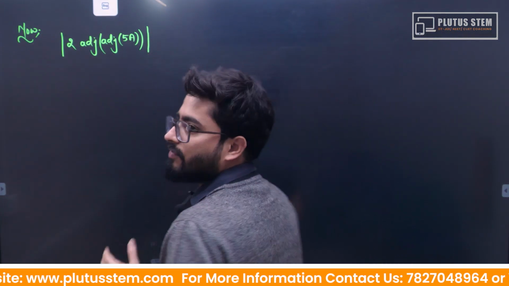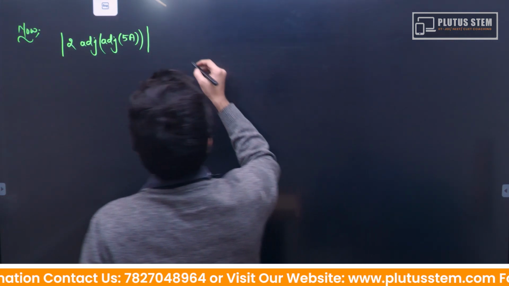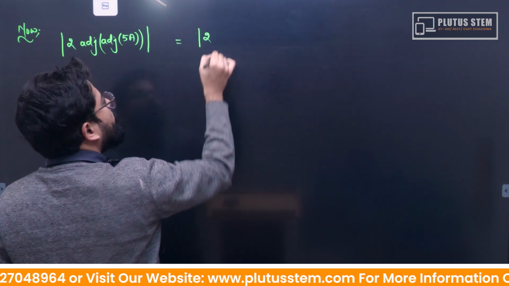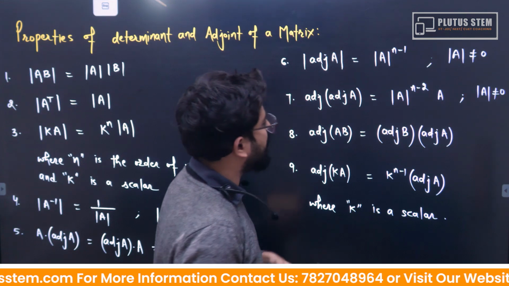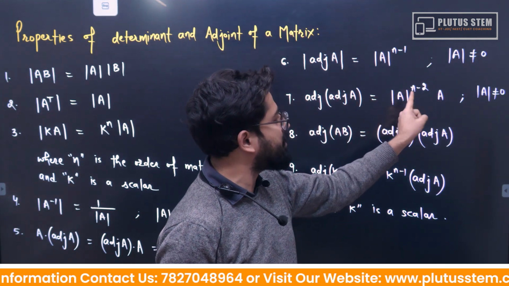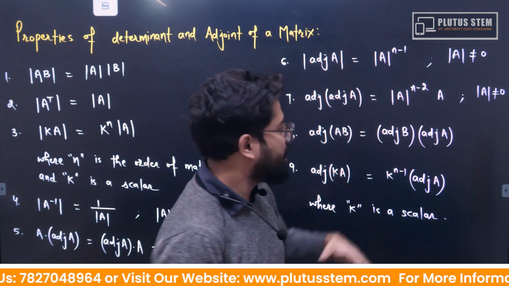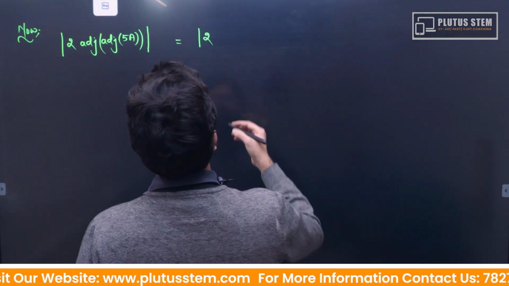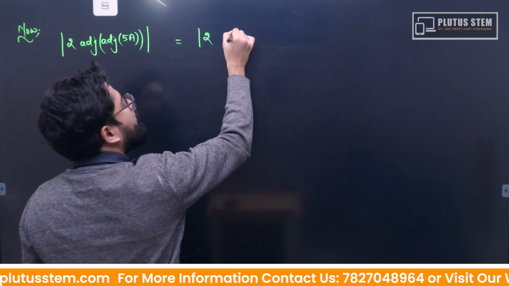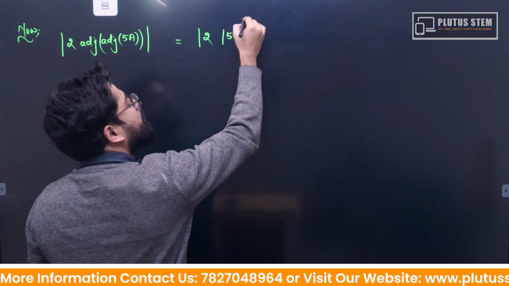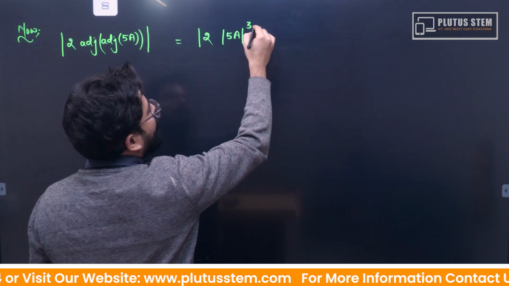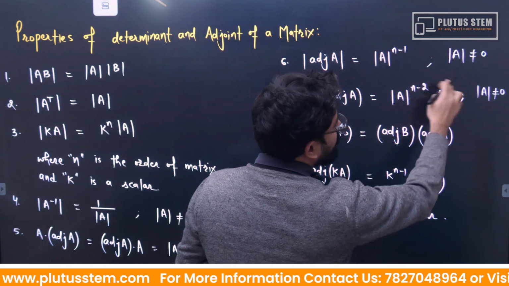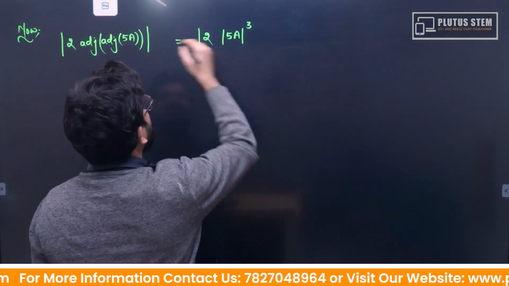If you assume 5A as the matrix, then this thing is determinant 2 and adjoint of some matrix B. Adjoint B is determinant B to the power n minus 2, where n is the order, into matrix A. So that is determinant of 5A to the power n minus 2. The order is 5 here, minus 2 is 3, into matrix A, which here is 5.